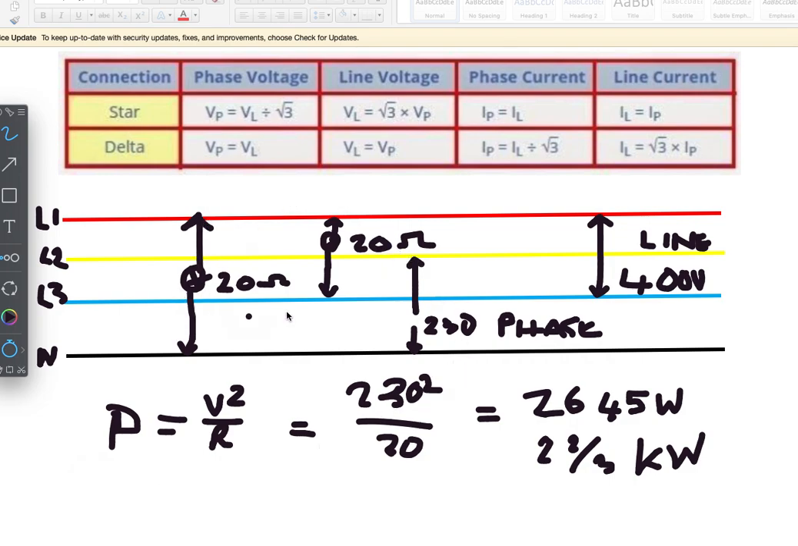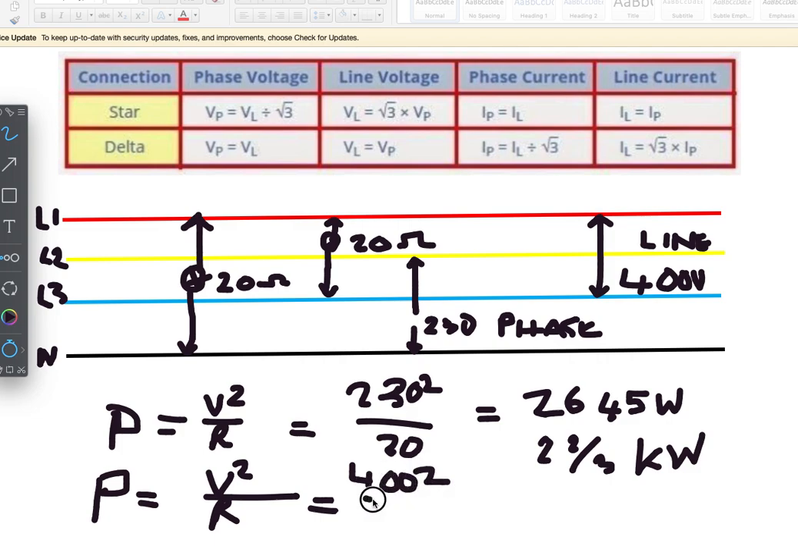So there we've got on the 230. What happens when we put the lamp across 400 volts? P equals V squared over R, which equals 400 squared. It's squared, so it's going to make a big difference. Still over the 20, which comes out at 8,000 watts, which is 8 kilowatts.